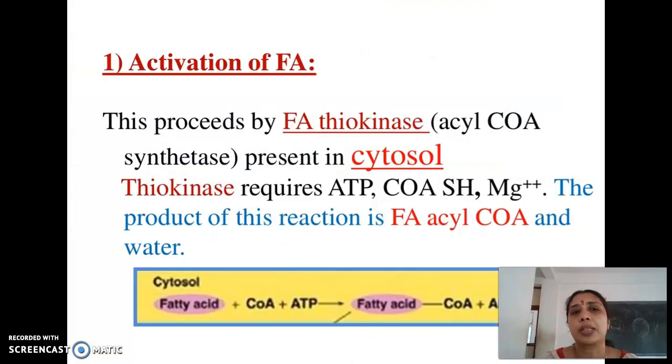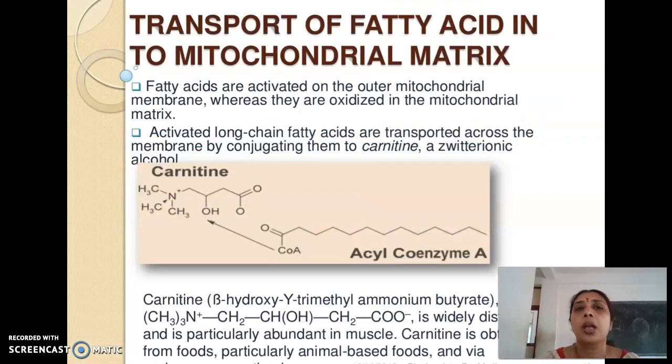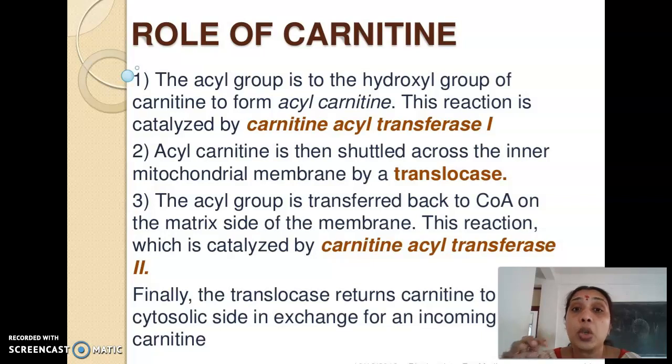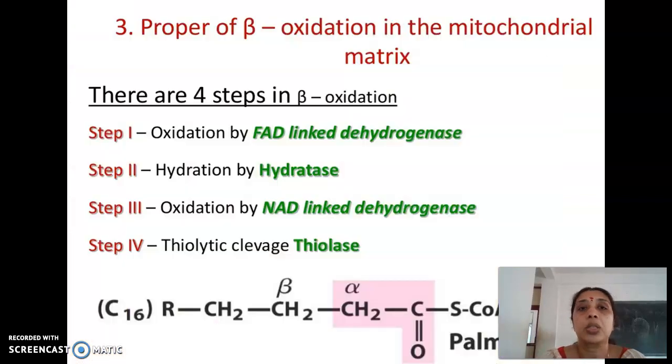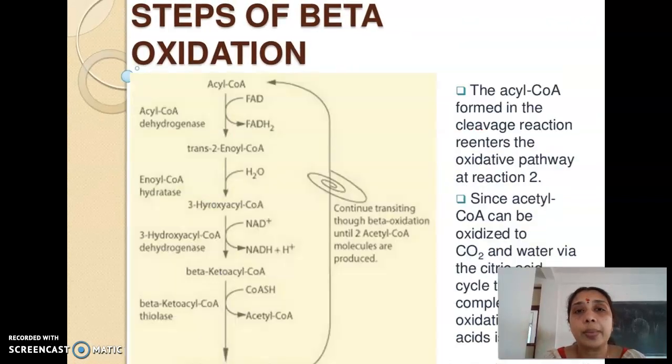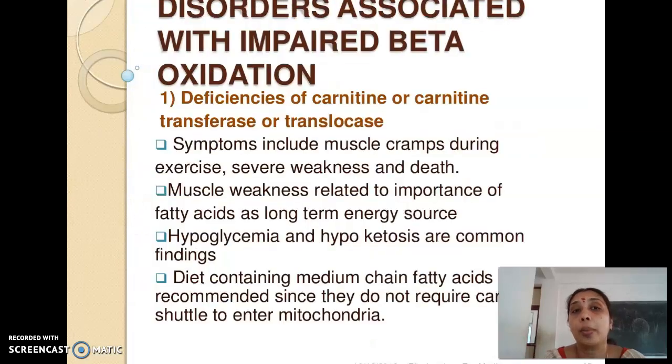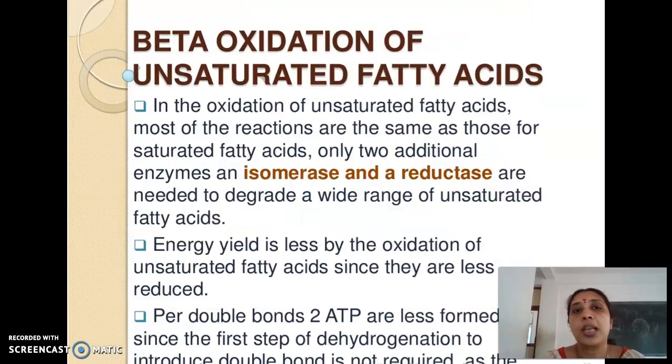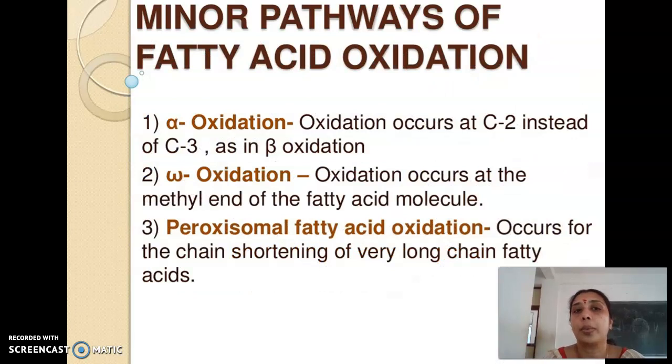Now other minor pathways include alpha oxidation and omega oxidation, right? So today we are going to discuss alpha oxidation and omega oxidation. So what is alpha oxidation? What is omega oxidation? So these are the minor pathways of fatty acid oxidation, which involve alpha oxidation, omega oxidation, and peroxisomal fatty acid oxidation, of which peroxisomal oxidation we have already discussed. Today we are going to discuss alpha oxidation and omega oxidation.